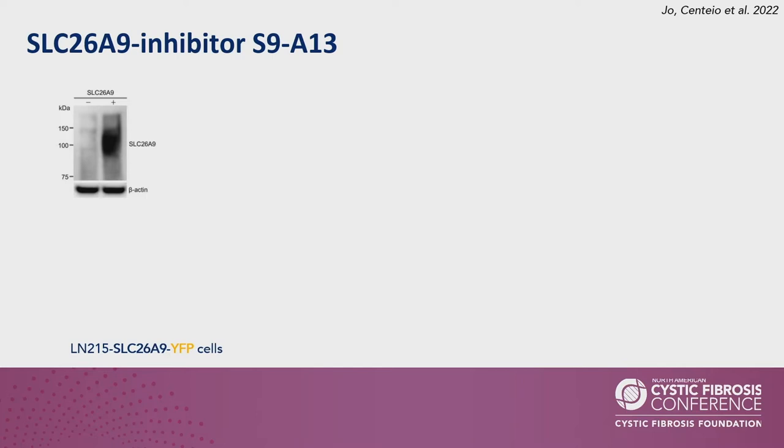So our collaborators at the Namkung Lab in South Korea made use of this FRT cell line, which was overexpressing the yellow fluorescent protein YFP and also SLC26A9. And they performed a high-throughput YFP quenching assay of a large library of compounds. And in this assay, what happens, you can see in the left side, is that the YFP is halide sensitive, which means that when there is cellular uptake of a halide, such as iodide, there is the quenching of the intracellular fluorescence of the YFP.